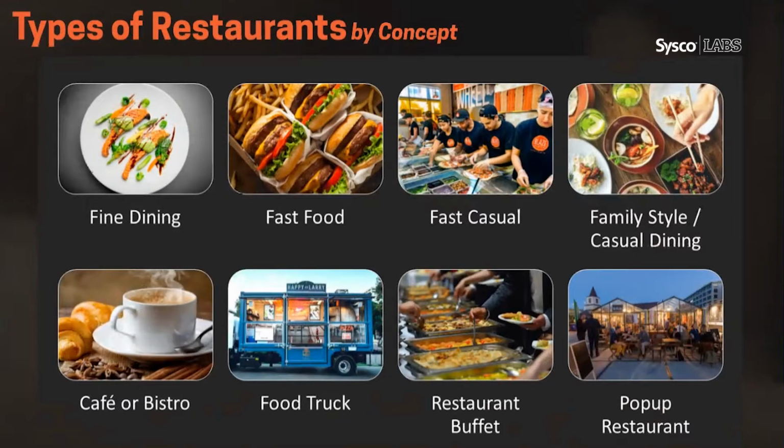You have family style casual dining restaurants, which is a sit down sort of concept. You sit down and have your meals in a more family friendly or group friendly atmosphere with more services. You have the cafes and bistros, right? Again, this is straightforward. Your cafes are where you get coffee and other snacks. Bistros go a little further and offer a few more food choices in that context.